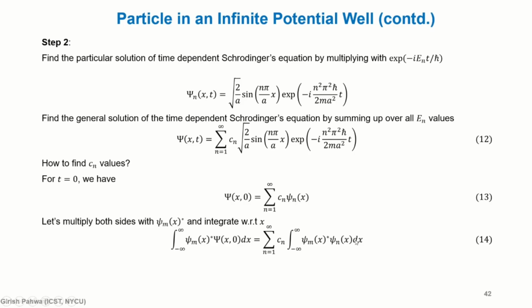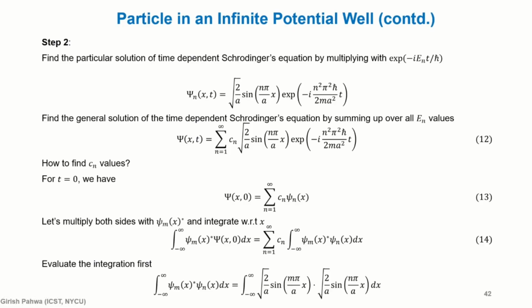Okay, now what do we do? So we want to calculate the Cn, right? But before that we need to evaluate this quantity, minus infinity to infinity. Let's evaluate it separately. So evaluate this integration, so we get minus infinity to infinity psi m star psi n dx.